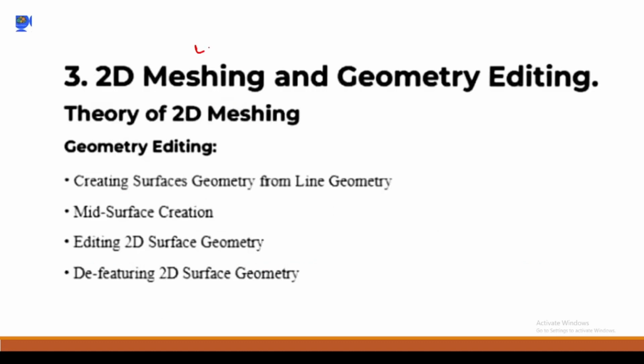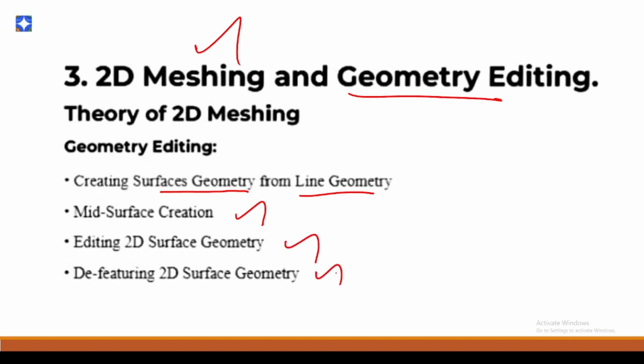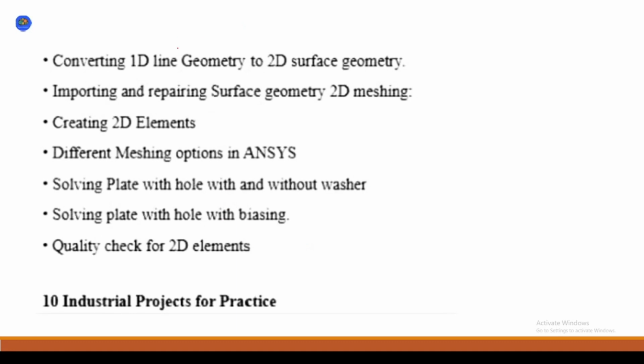The next one is the 2D components and how to do the geometry editing for the same. So creating the surfaces of the geometry from the line geometry, mid-surface extraction, editing the 2D surface geometry, and defeaturing the 2D surface if it has some unnecessary features which will disturb the meshing, then we have to remove that. That is called defeaturing. So converting the 1D line geometry into 2D surface geometry, importing and repairing, 2D meshing and creating 2D elements.